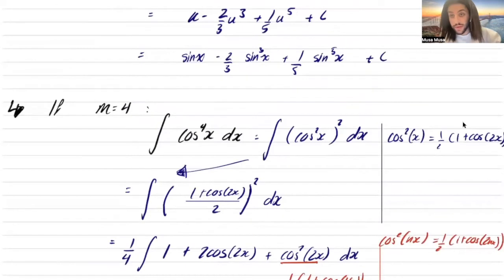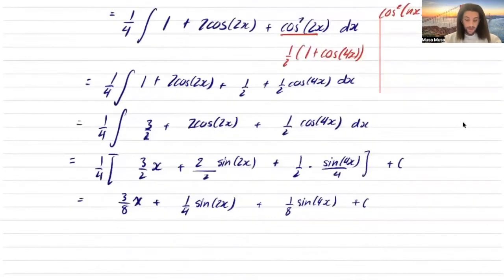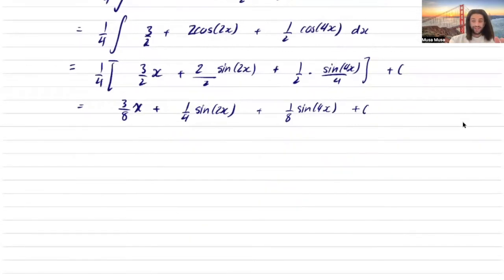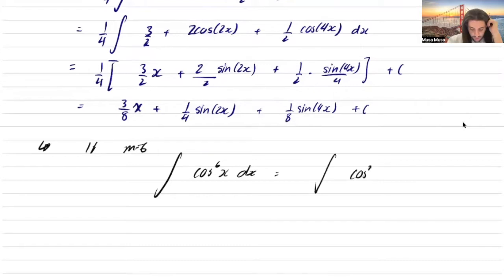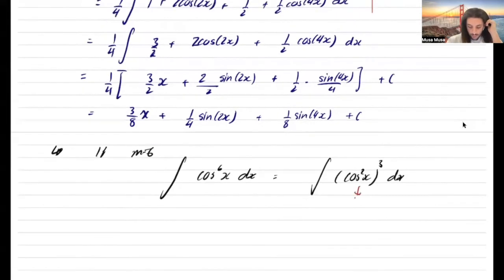Of course, if m equals 6, you would do the exact same thing, right? We're not going to do that because that's going to take ages. And I highly doubt you're going to get a question that says cos to the power of 6. But you can see it kind of makes sense what you would do, right? If m equals 6, you have the integral of cos to the 6x dx. You would have to write this as the integral of cos squared x to the power of 3.